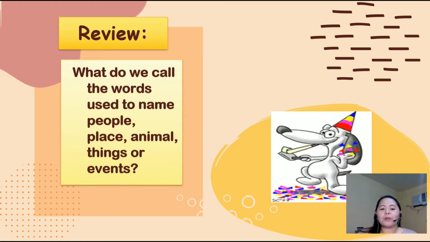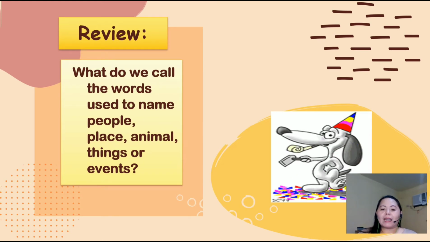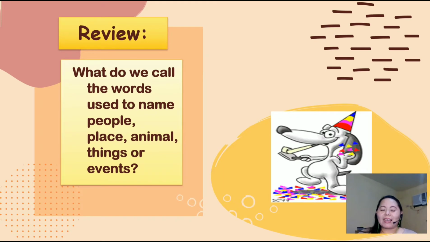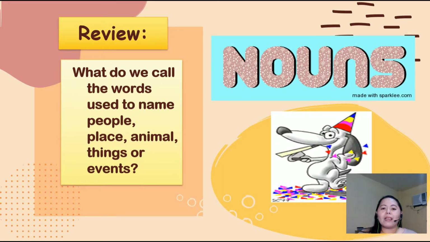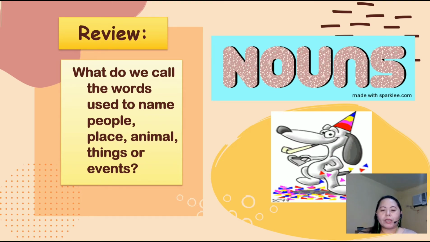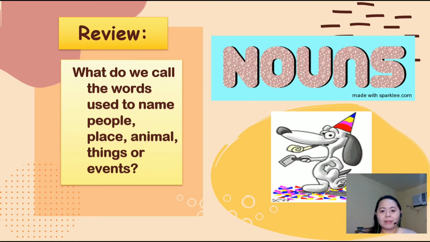So what do we call the words used to name people, place, animals, things, or events? If you remember, that was our lesson last time. Exactly. So we are talking about nouns. Nouns are basically naming words. These are the words we use to name everything around us.